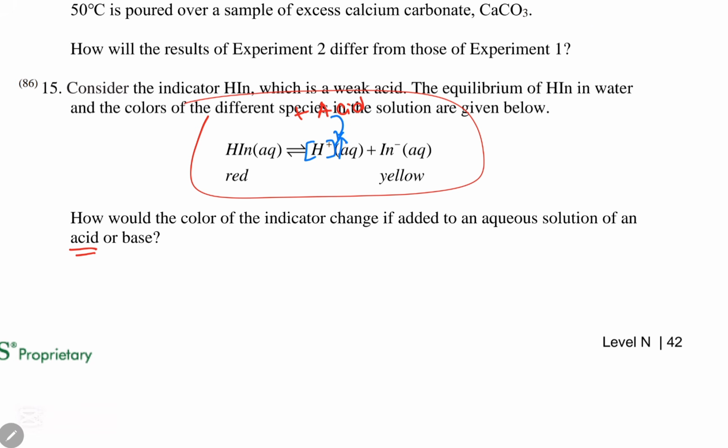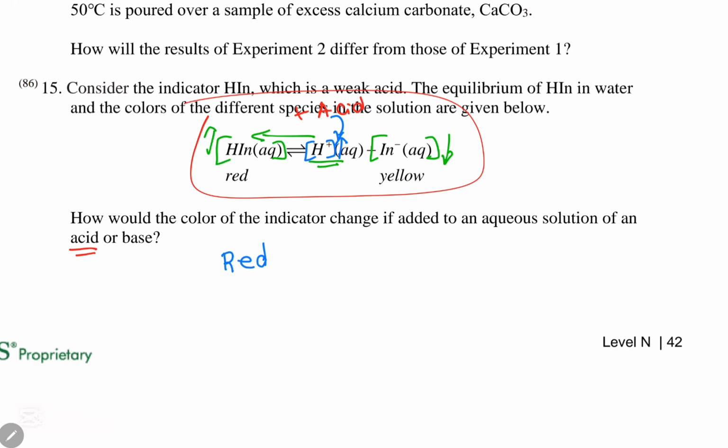Now, according to Le Chatelier's principle, I have an unbalance in my equation, so I need to balance it. If I have an increase, I will need to shift it to the other side, right? So I will shift it to the other side. So what happens now? The concentration of HIN, what happens to it? It will increase, whereas the concentration of IN minus would decrease. So what would the color of my indicator turn to? My indicator color would turn red, okay?